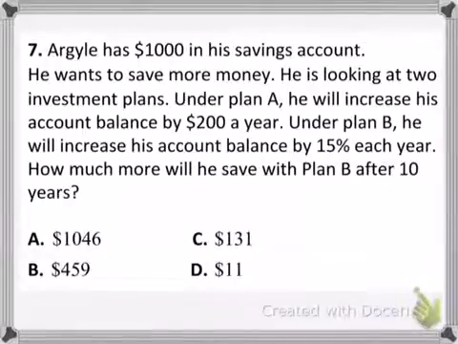A has $1,000 in his savings account. He wants to save more money. He's looking at 2 investment plans. Under Plan A, he will increase his account balance by $200 a year. Under Plan B, he will increase his account balance by 15% each year. How much more will he save with Plan B after 10 years?